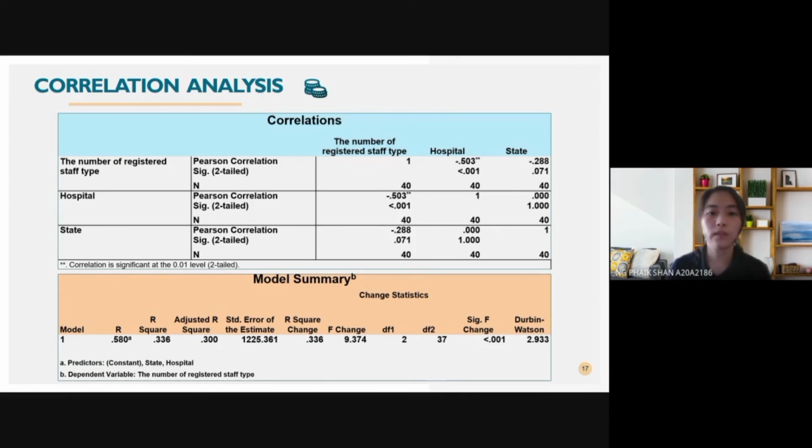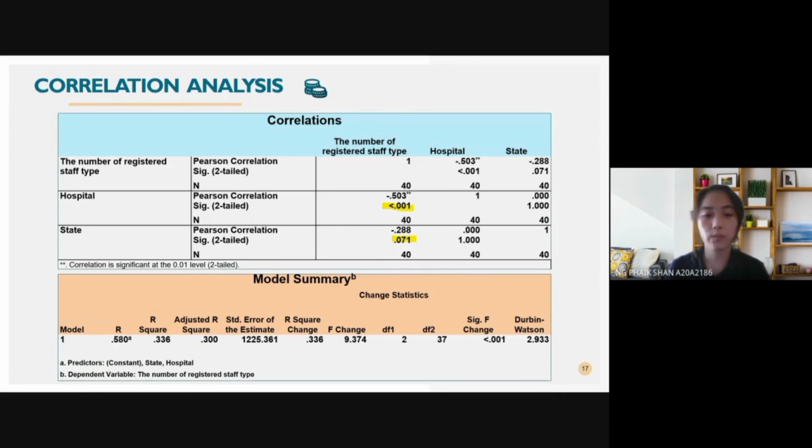These are the results of SPSS. The correlation table is between the number of registered staff type, hospital, and state. Between the number of registered staff type and hospital, there is no correlation between these two variables because the value is near 0. Whereas the value for number of registered staff type and state is 0.071, which implies that they have a correlation between these two variables.